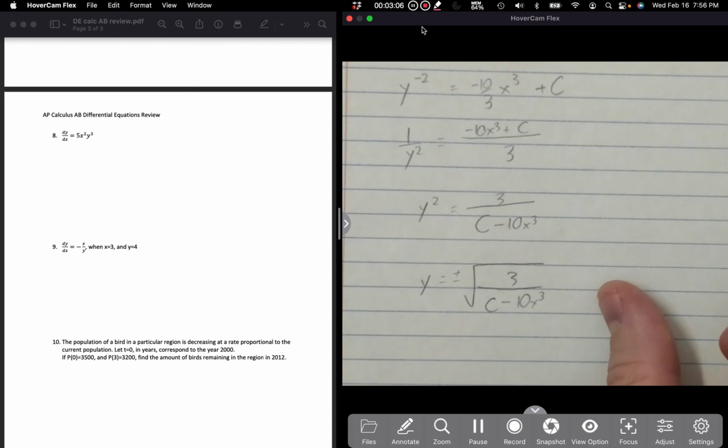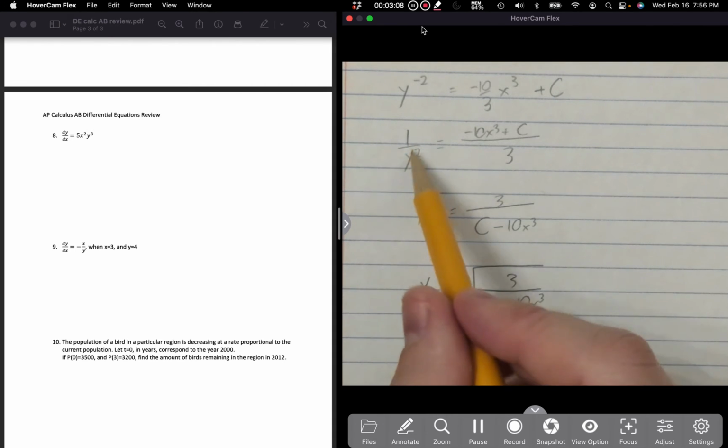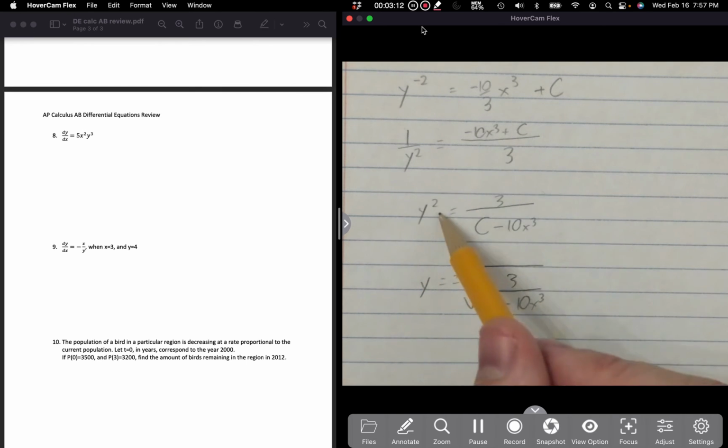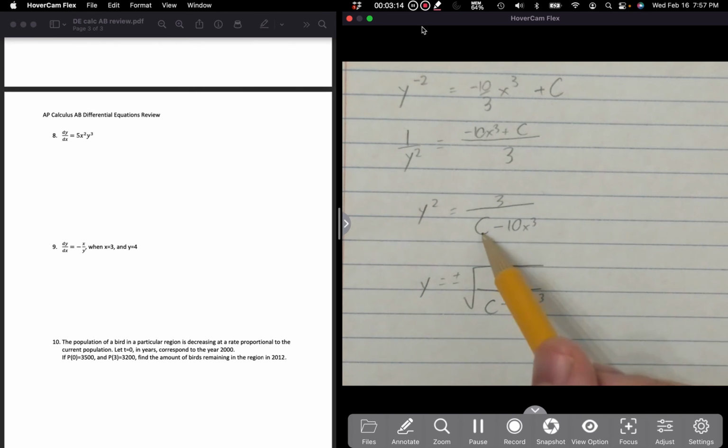Alright, and yeah, so we missed the last parts of that. So again, there's your y squared. Over the common denominator, there's the flip, and we're also reordering to put the c up front, and plus or minus square root of that whole entire thing. That would be your general solution.